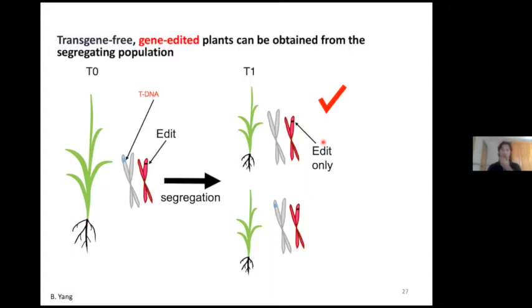Of course, one beauty of this approach is that the T-DNA insertion happens in one of the chromosomes, and it's highly likely that the target region is in a different chromosome. So you can easily segregate these two and continue the T1 with a T-DNA-free plant.